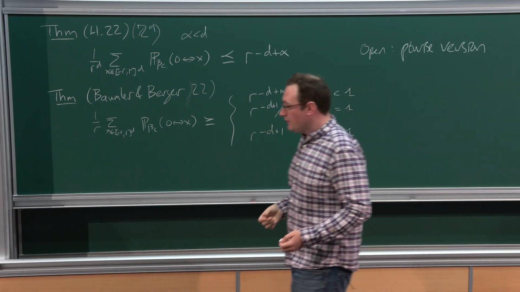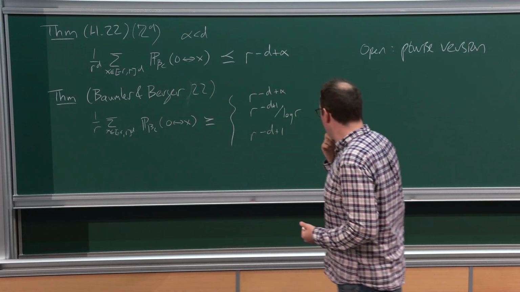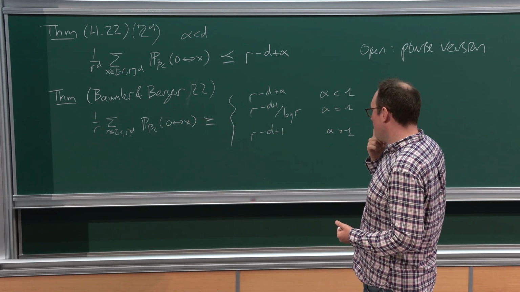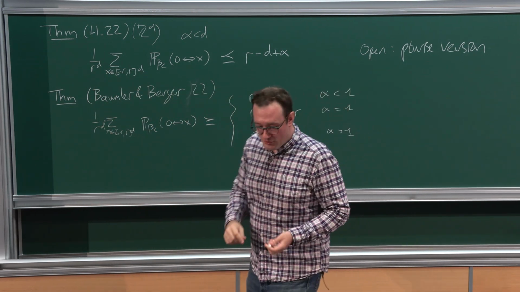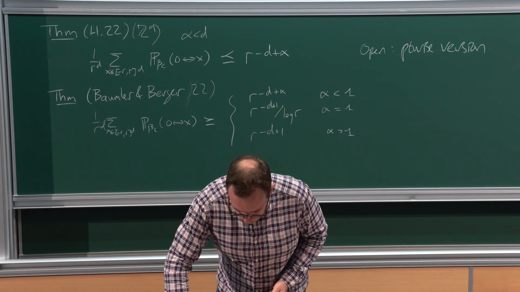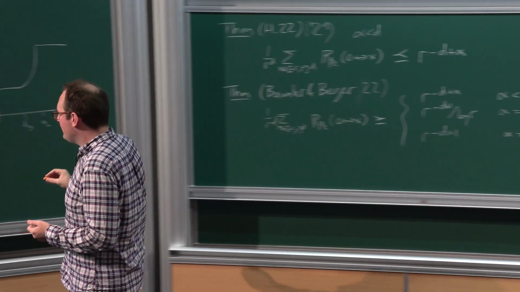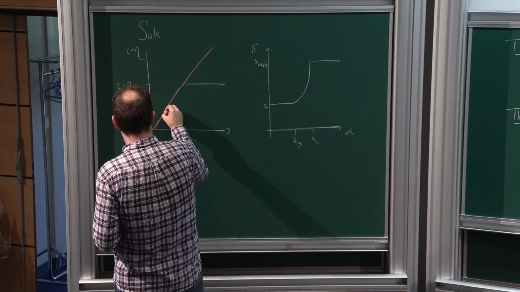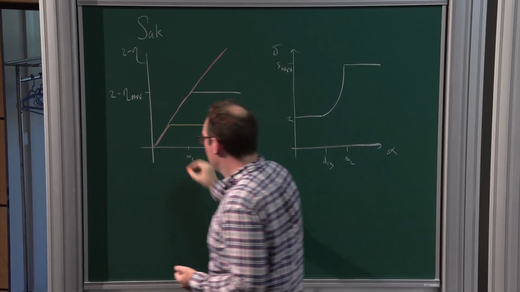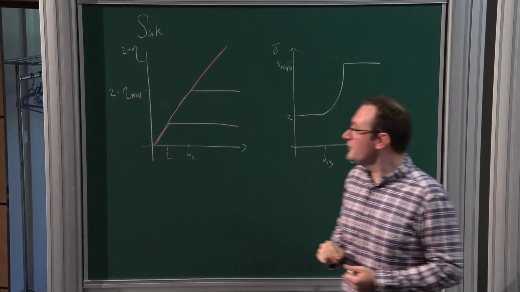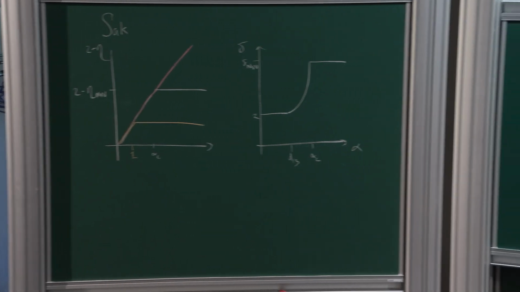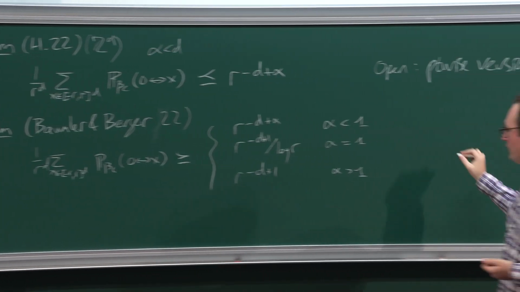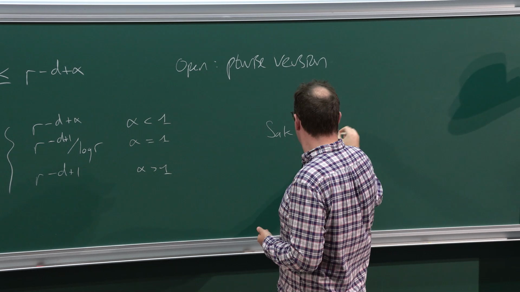It's 1 over R to the power d, I guess, right? Yeah, it's 1 over R to the power d. Oh, yeah, sorry, thanks. So you can think that basically their theorem gives you a lower bound like this, where this is 1. So, in particular, this completely solves the SAC prediction for alpha less than 1.